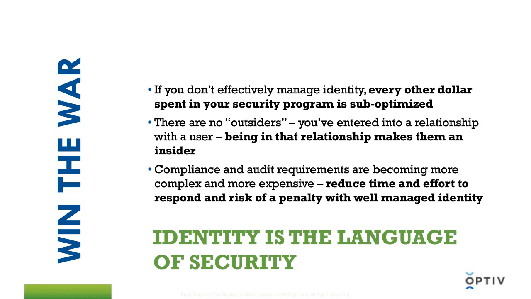So in order to move from the weakest link to building the wall, we do have to realize first and foremost that if we don't effectively manage identity, every other security dollar that we spend in the organization is sub-optimized. We have to move away from thinking that there are insiders and outsiders. Once you've entered into a relationship with a user of any kind, whether that's a customer, a business partner, a contractor, a supplier, whoever it may be, being in that relationship with you gives them access to your applications, your business processes, and they are no longer an outsider, they are an insider.